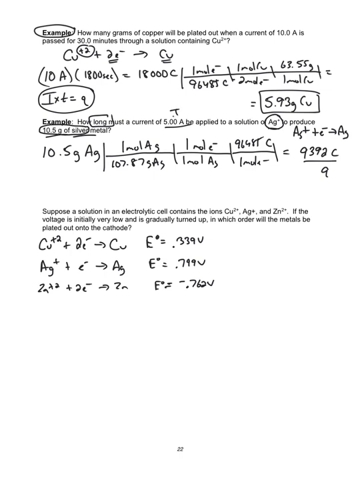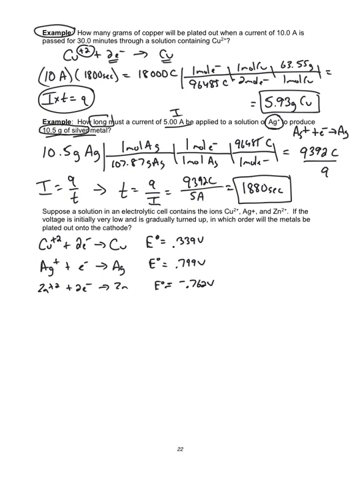The amperage is the value of I. So again, I equals Q over t. Rearranging this equation for t, Q divided by I will give us the time in seconds. So 9,392 coulombs divided by 5 amps gives us 1,880 seconds. This would be the amount of time it would take for this much silver to be plated out of a solution based off of the values.